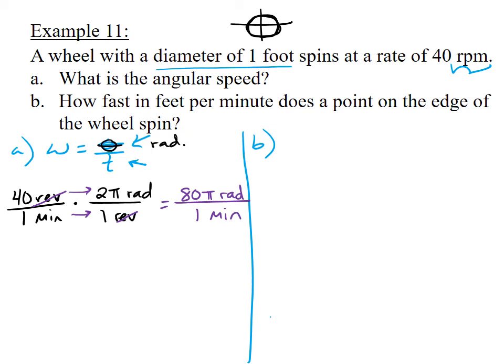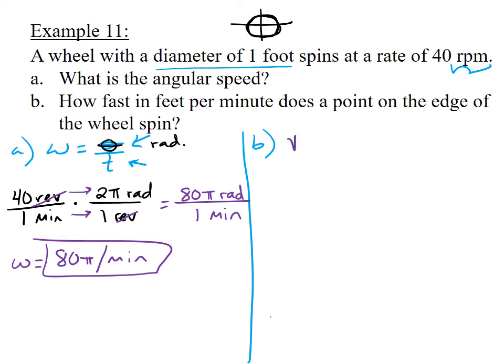Oftentimes we don't use labels for radians, as mentioned previously, so I can say that the angular speed is 80 pi per minute. And you can see here that this fraction is measured in radians over time, which is omega, or angular speed.